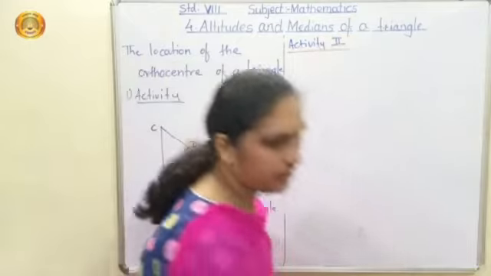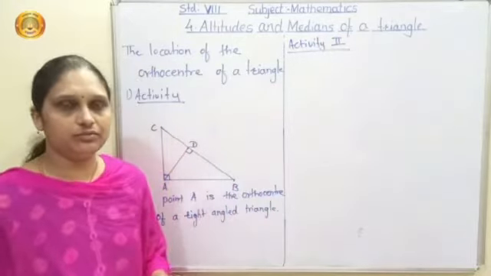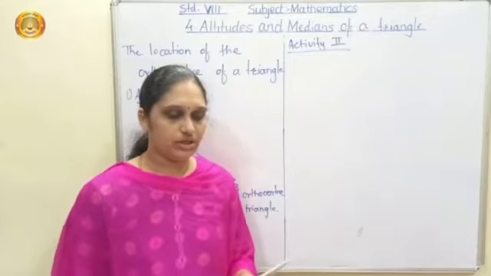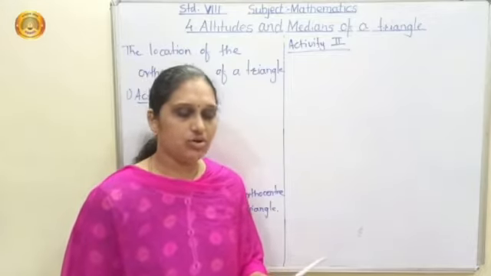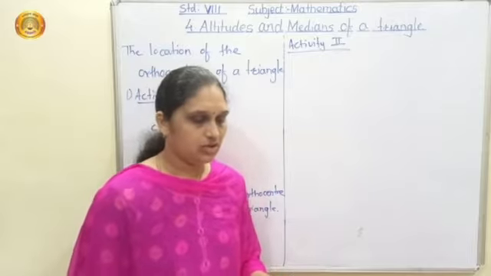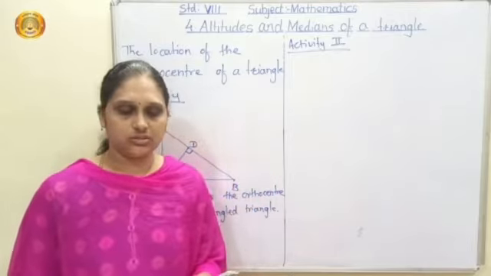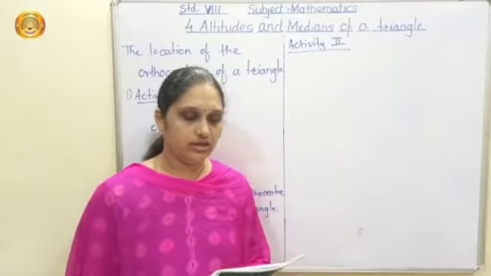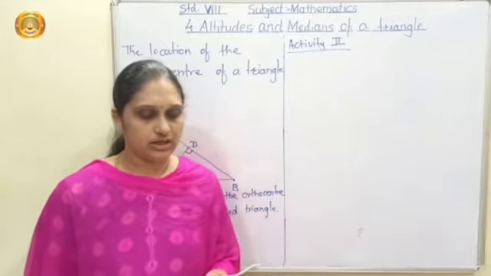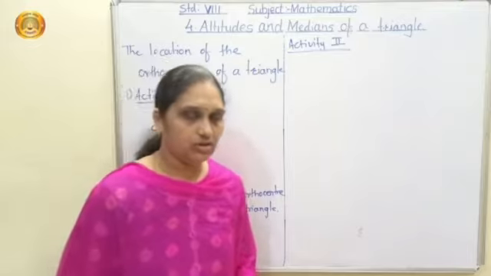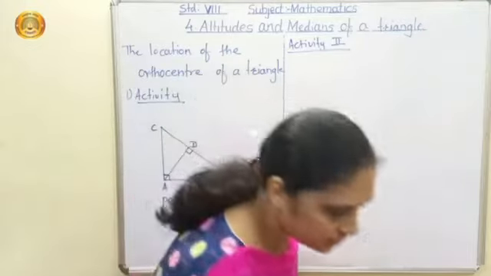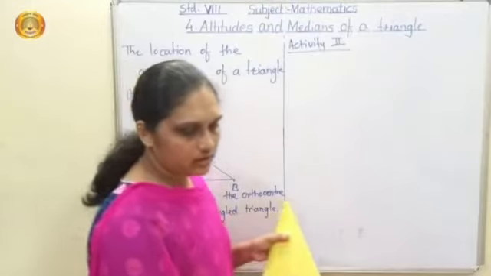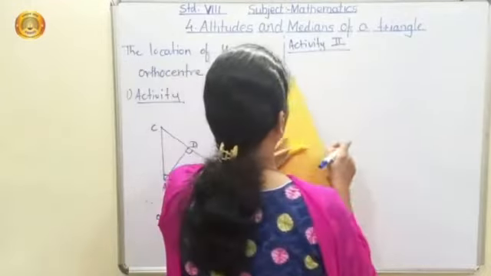Now I'll read the activity for you. You all have to pay attention in your textbook. First they said, draw an obtuse angle triangle and draw all its altitudes. Do they intersect each other? That we'll draw and check. Draw the lines containing the altitudes. Observe that these lines are concurrent. So we'll observe that. First I'll take a scale and draw the obtuse angle triangle.